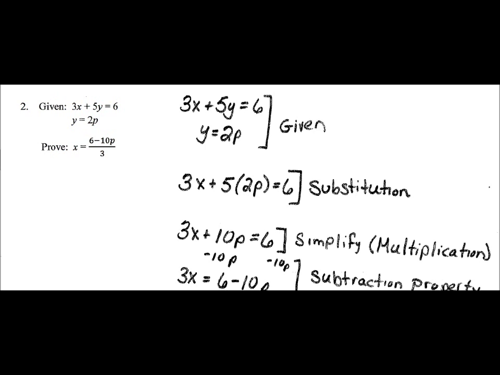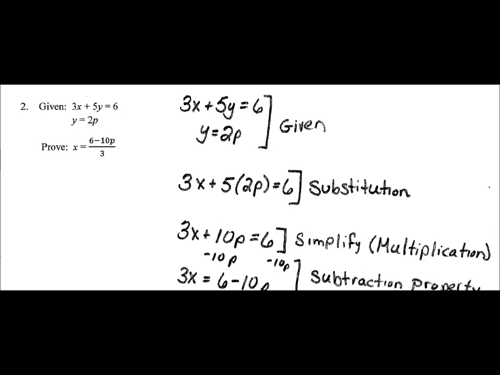For example 2, we have a proof. We're given 3x plus 5y equals 6 and y equals 2p. We want to prove that x equals 6 minus 10p, all divided by 3. Take a moment to try this proof. Let's see how well you can do using all of the properties that you've learned so far. Keep in mind that there's often more than one way you can complete a proof.